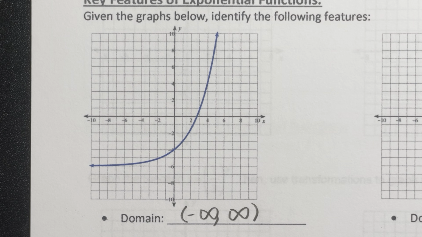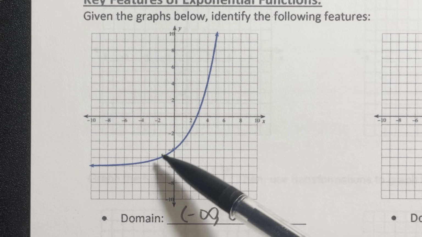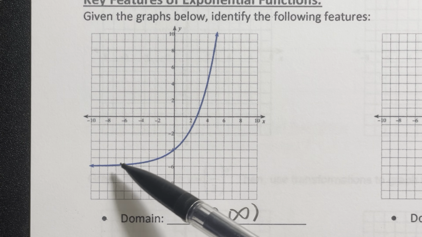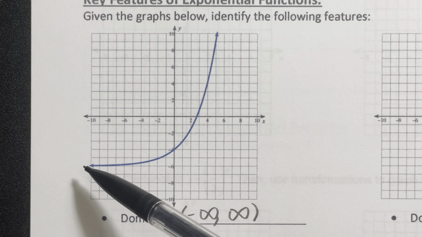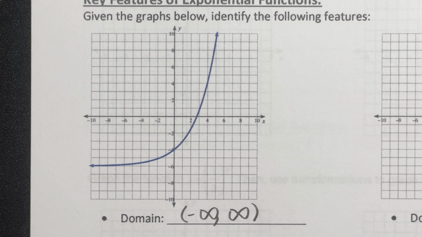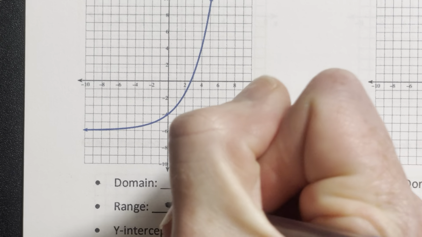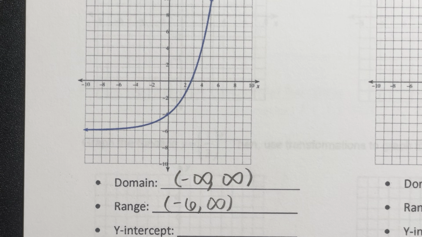The range of that is impacted by this horizontal asymptote. We can see that the function is going towards -6 on the left side. So it's getting closer and closer to -6 and leveling off. That is a horizontal asymptote. So the range is going to be impacted, and it would be -6 to positive infinity.